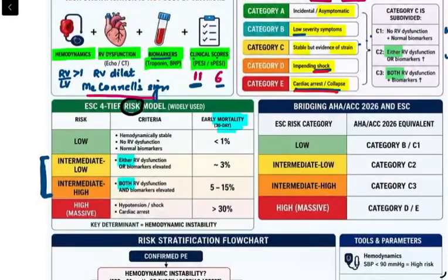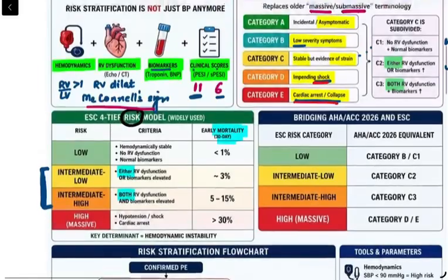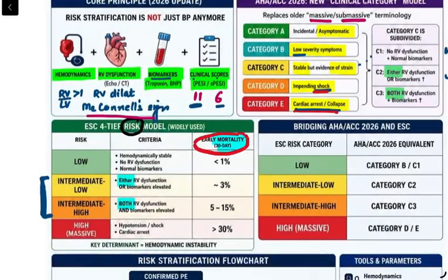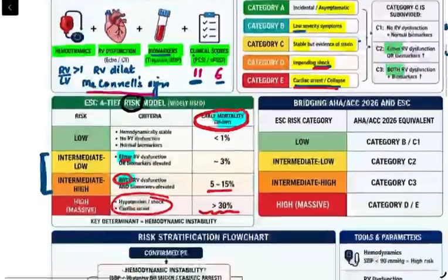Now the ESC, European Society of Cardiology, risk stratification predicts early mortality. It is divided into low, intermediate-low, intermediate-high and high. In low risk, the patient is hemodynamically stable, with no RV dysfunction and normal biomarker, everything normal apart from the CT confirmation, and the mortality is less than 1%. When either of them is present, it is about 3%. When both are present, it becomes almost 5 times, 5 to 15%, and in high risk, where the patient has shock or cardiac arrest, it is more than 30%. So the key determinant here is hemodynamic instability.